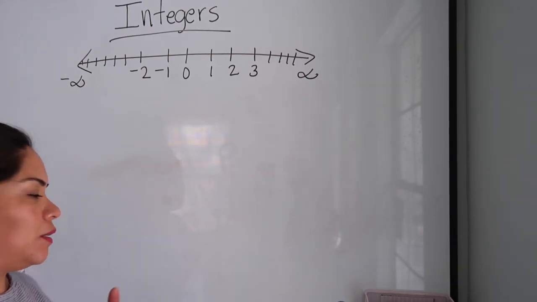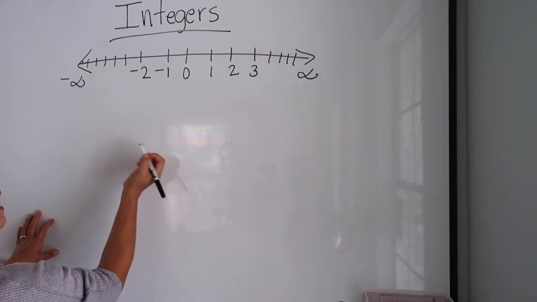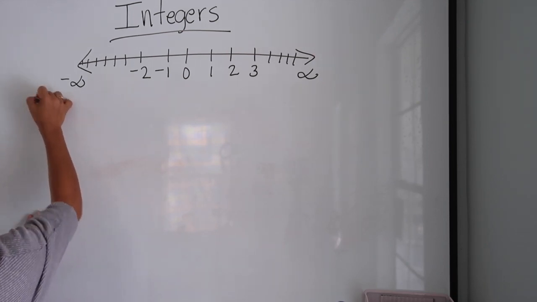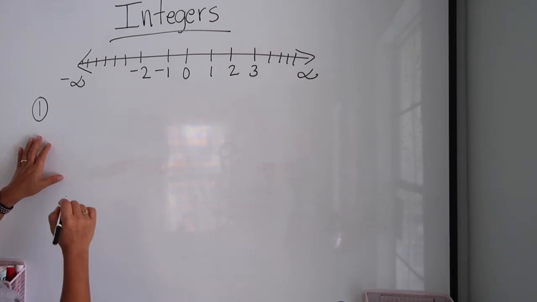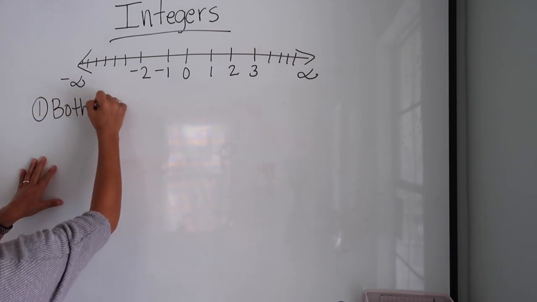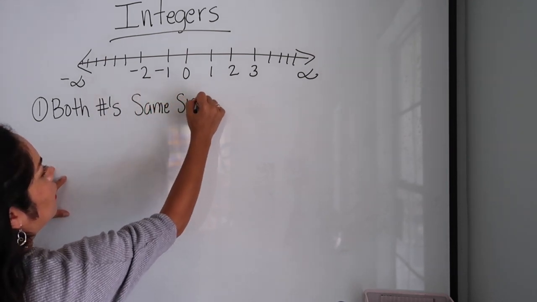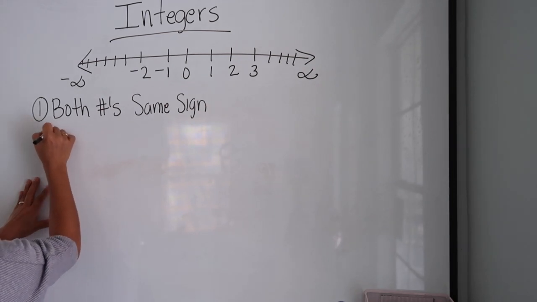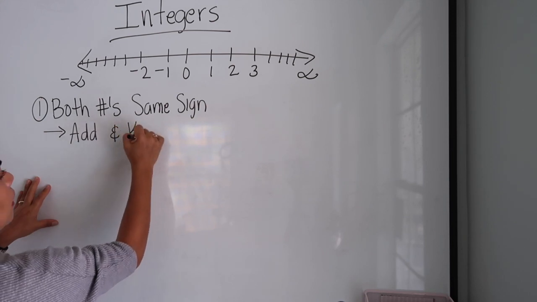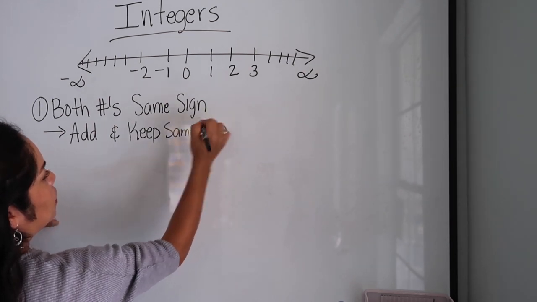All right, how do we add integers? I'm going to show you with the rules today. For adding integers, we have two rules. Rule number 1, if both numbers have the same sign, we're gonna add the numbers and keep the same sign on your answer.